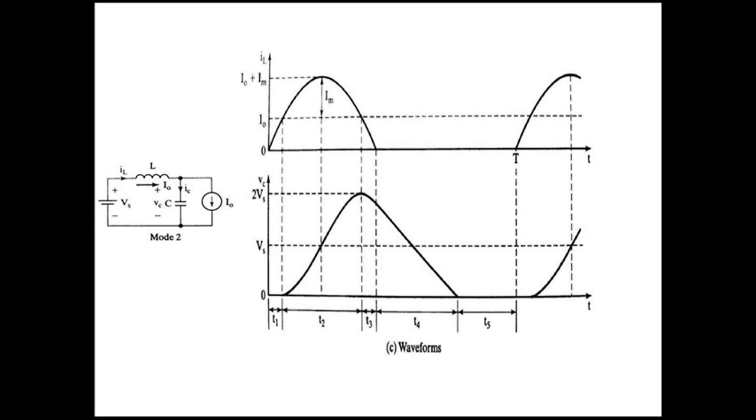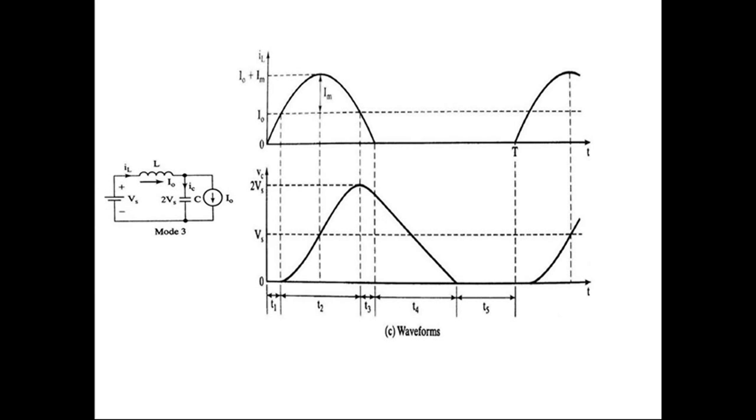Diode DM gets reverse biased and the inductor current rises to a maximum value, that is I0 plus Im, and de-energizes through capacitor and load. At the end of this mode, capacitor charges to a maximum value of 2 Vs. Here Vs is applied voltage to the converter. Mode 3, the switch is still on. The inductor current IL falls from I0 to 0 and the capacitor C starts discharging in this mode.